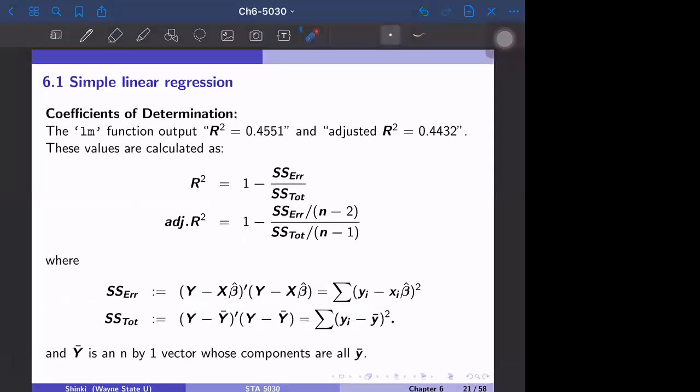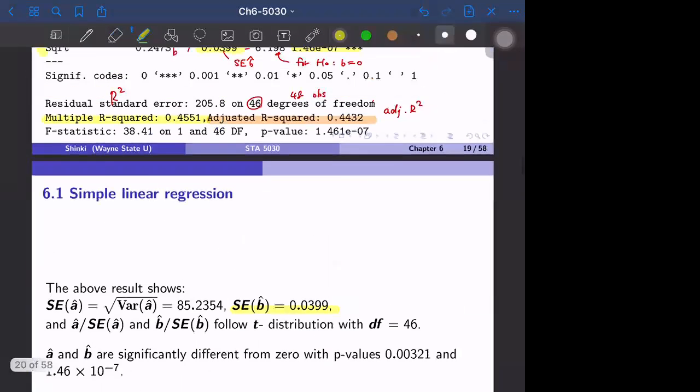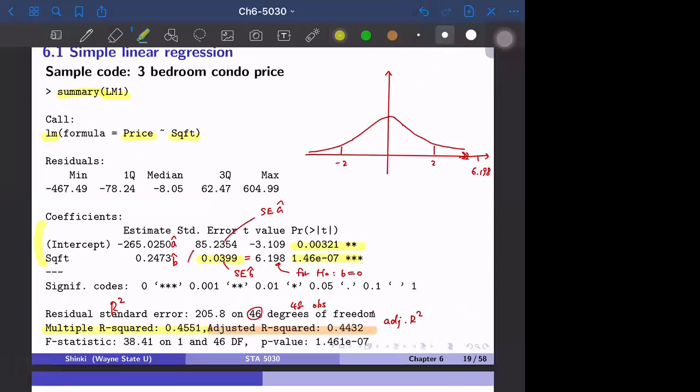Hi, I would like to explain the coefficient of determination in this video. So in the lm function output, you can see the R square value and adjusted R square value. In the previous example, we fit the price on square footage, and you can see the multiple R squared value here and the adjusted R square value here. So the first one is written as R square, the second one adjusted R square.